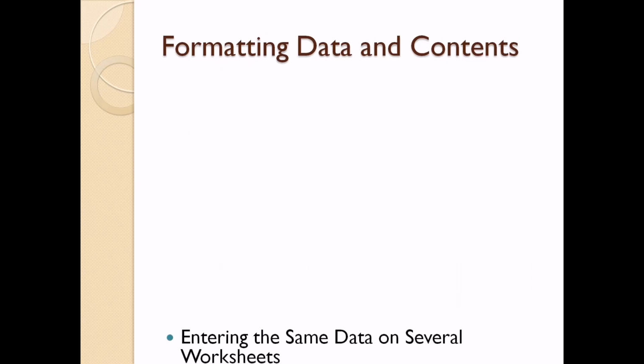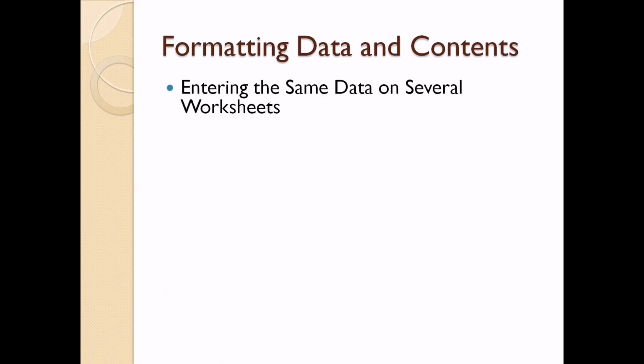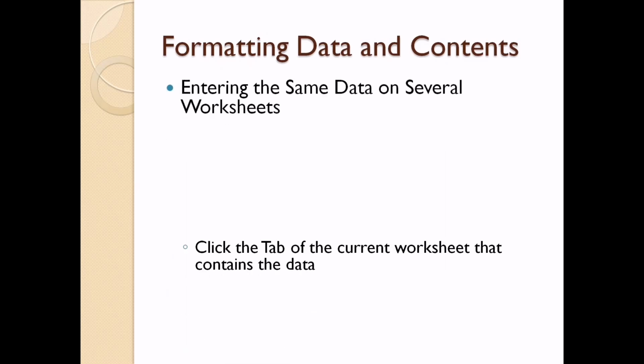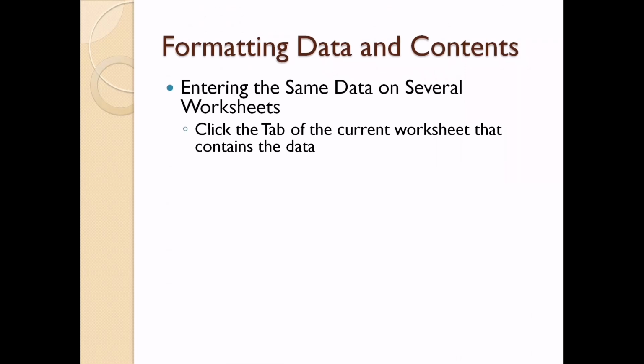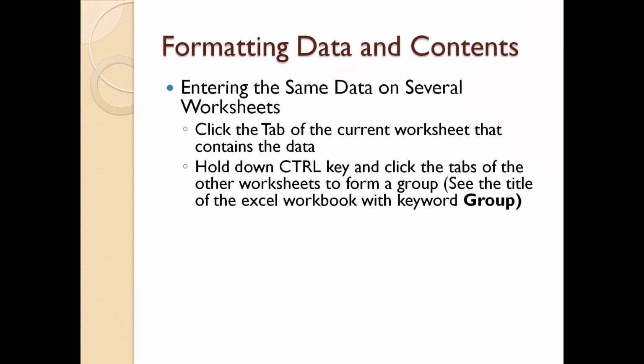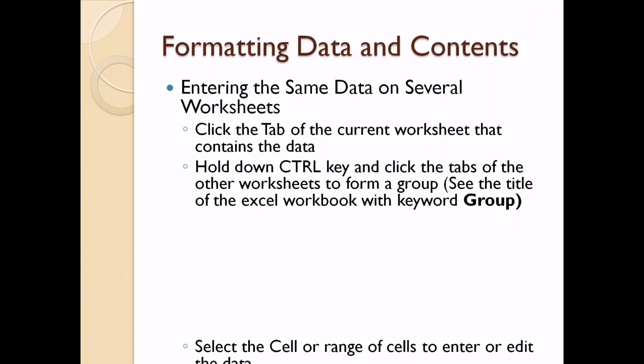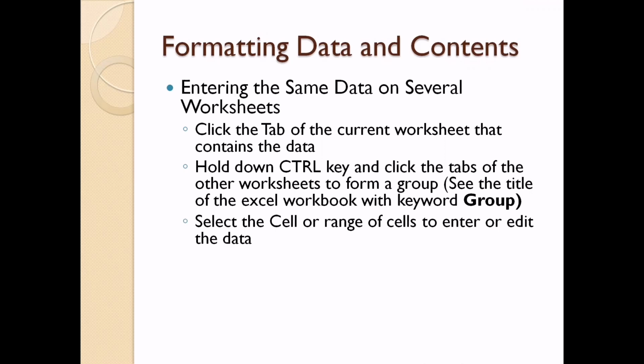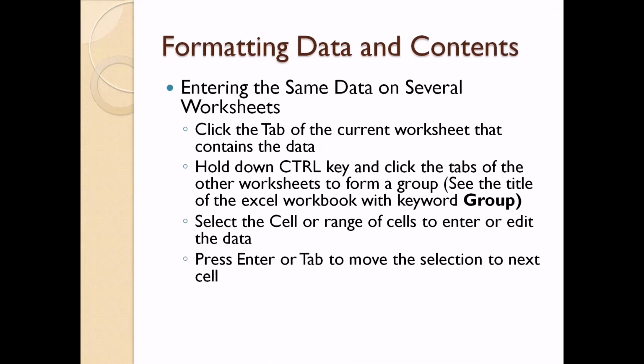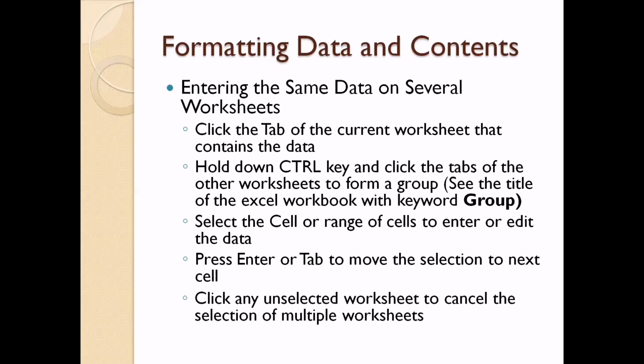Now, how to enter data into several worksheets? For that, you have to click the tab of the current worksheet that contains the data, hold down the control key and click the tabs of the other worksheets to form a group. You can also see the title of the Excel workbook with the keyword group. Select the cells or the range of cells to enter or edit the data. Whenever you press enter or tab to move the selection to the next cell, it automatically copies the data from the current worksheet to the other worksheets. You can ungroup by clicking on any unselected worksheet to cancel the selection of multiple worksheets. So let's do this on the Excel worksheet.